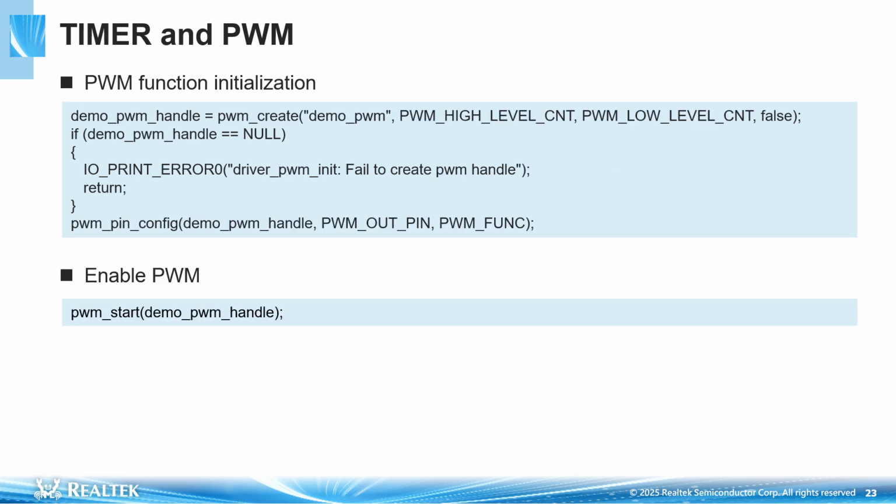This section introduces the basic operation flow of PWM. First, call the function PWM_Create to create a PWM, then call the function PWM_Pin_Config to configure the pin used by PWM, and finally call the function PWM_Start to start PWM.